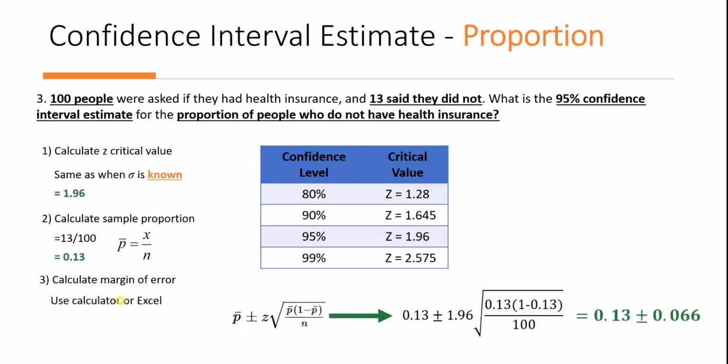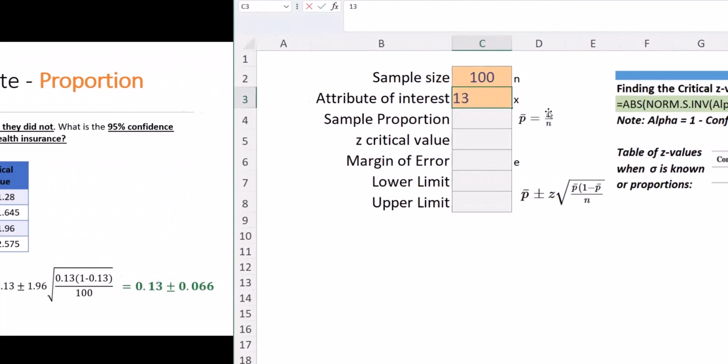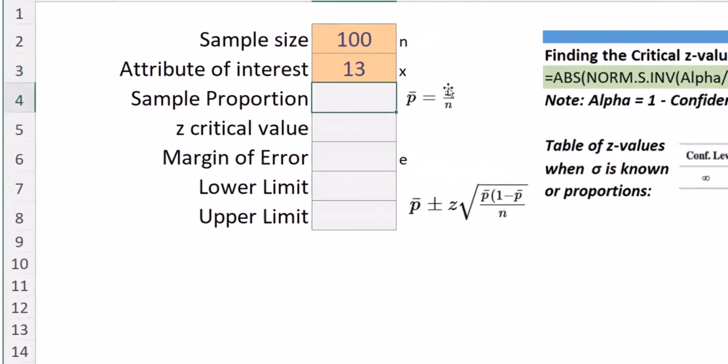To calculate the margin of error, you could either use a calculator and just plug in these numbers, or you can use Excel. Here is the Excel formula. So 1.96 times the square root of 0.13 times 1 minus 0.13 divided by 100, close parentheses, and that will give us 0.066. Our sample size is 100. Attribute of interest, or X, is going to be the 13 people. Our sample proportion is going to be the 13 divided by N.